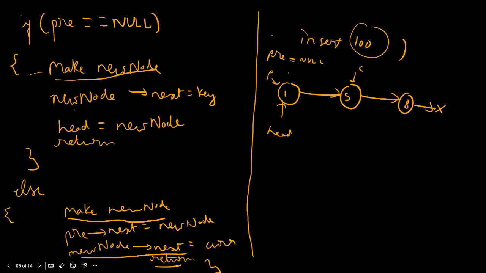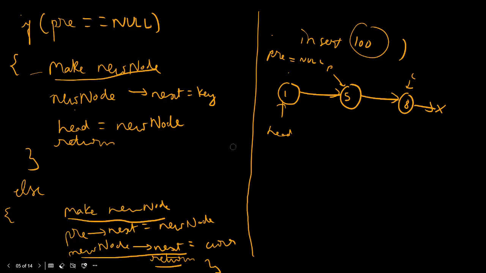Cur goes here. Again, now cur's value is 5. Is 5 less than 100? Yes. So pre is equal to cur again. Pre is equal to cur, and cur is equal to cur's next. So my pre comes here, and cur goes here.